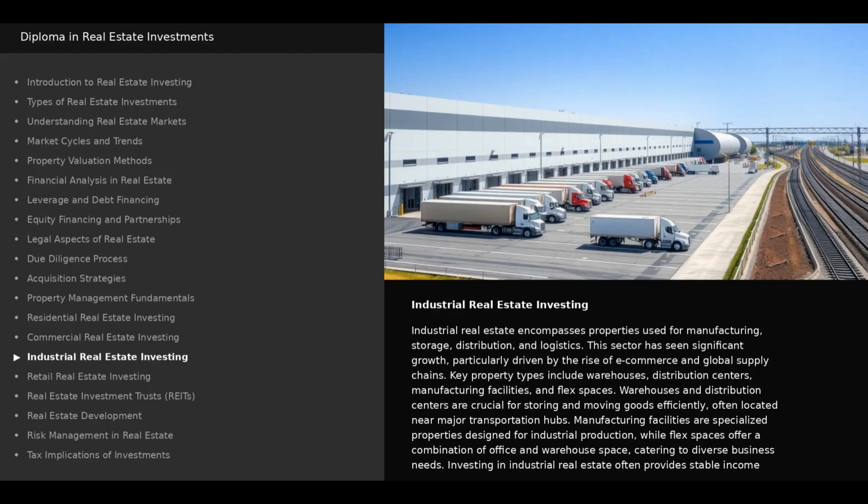Manufacturing facilities are specialized properties designed for industrial production, while flex spaces offer a combination of office and warehouse space, catering to diverse business needs. Investing in industrial real estate often provides stable income from long-term leases with corporate tenants. The demand for modern, efficient industrial spaces continues to be strong.